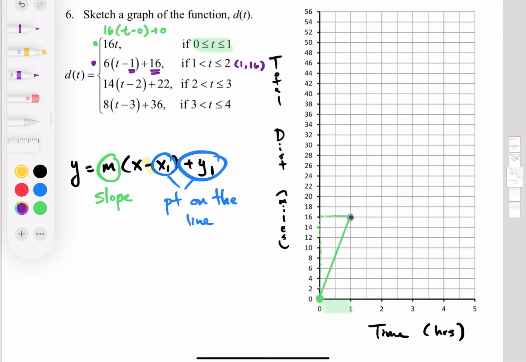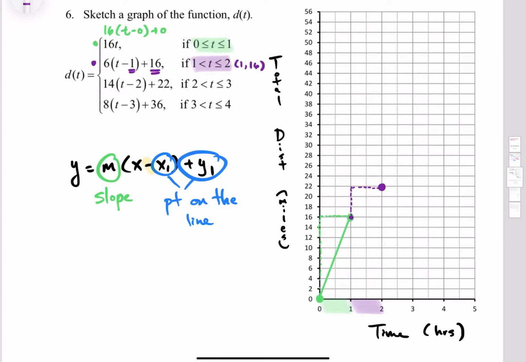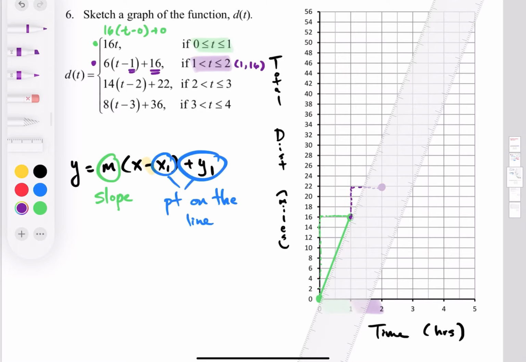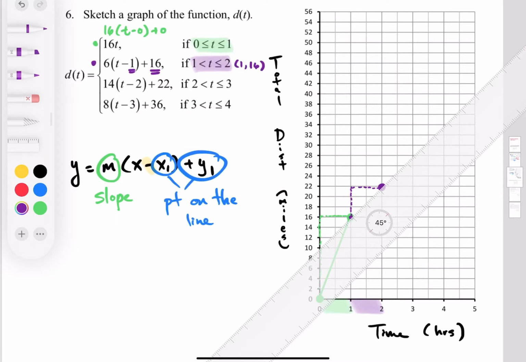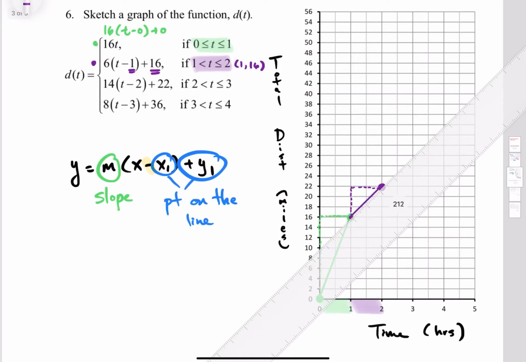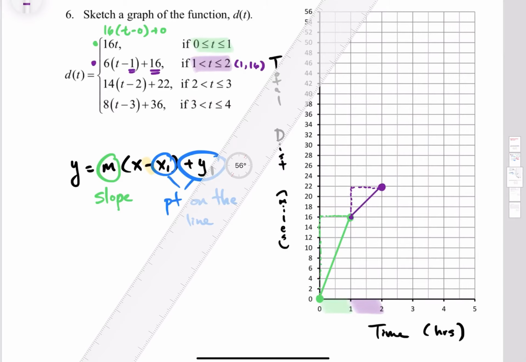Now remember, we've got to take a look at our interval. Let me change that color to purple here so that we have everything matched up. It's between 1 and 2, so that means I'm only graphing this line between 1 and 2. Again, I'm starting at my point at 1, 16. The slope is 6, so I'm going to go up 6 and over 1. Again, we've got to take a look at our scale here to see where 6 and 1 are. So I go up 6 and over 1, then I take out my straight edge and connect those 2 points. So that's what the line looks like in the second piece of our graph.